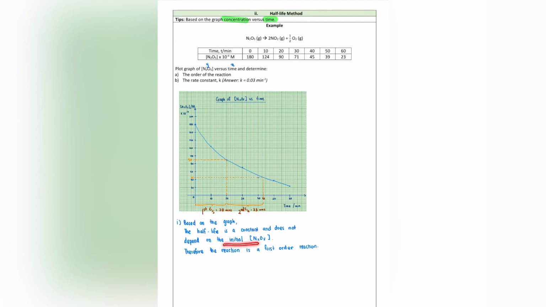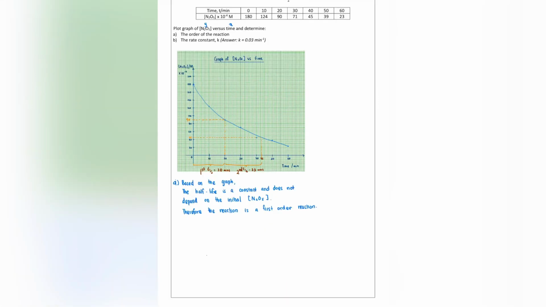And it does not depend on the initial concentration of N2O5 because the half-life formula for first order is T half equal to ln 2 over K. As you can see from this formula, there is no concentration in it, the concentration of N2O5 in this case, in the half-life formula for first order. So that's why it says it does not depend on the concentration of N2O5. Therefore the reaction is a first order reaction.